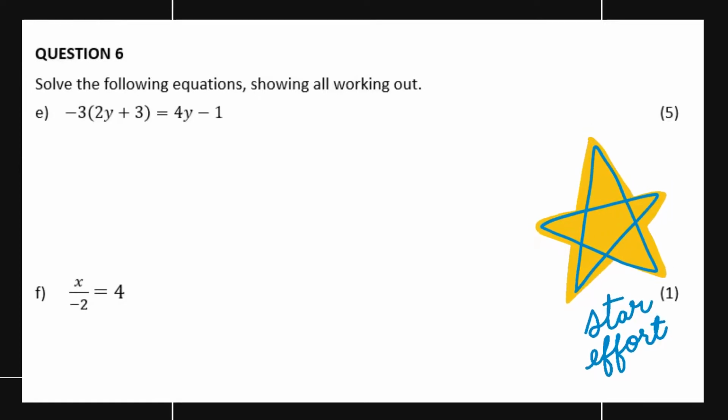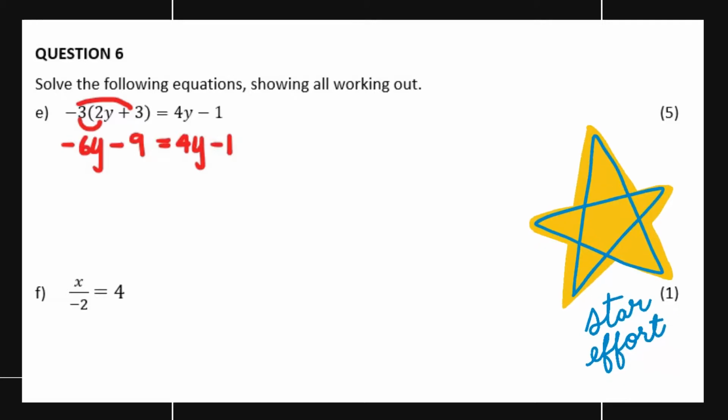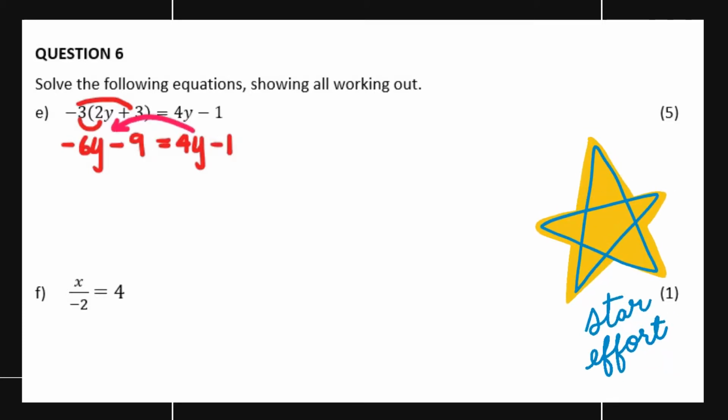For our next equation, we first need to do distribution, where we are going to multiply negative 3 with 2y, which is equal to negative 6y, and we are going to multiply negative 3 with positive 3, which is equal to negative 9. On the right hand side, nothing is happening at the moment, so we just rewrite 4y minus 1. We are now going to move all the terms around so that all the like terms are together. We will be moving 4y to the left hand side and negative 9 to the right hand side.